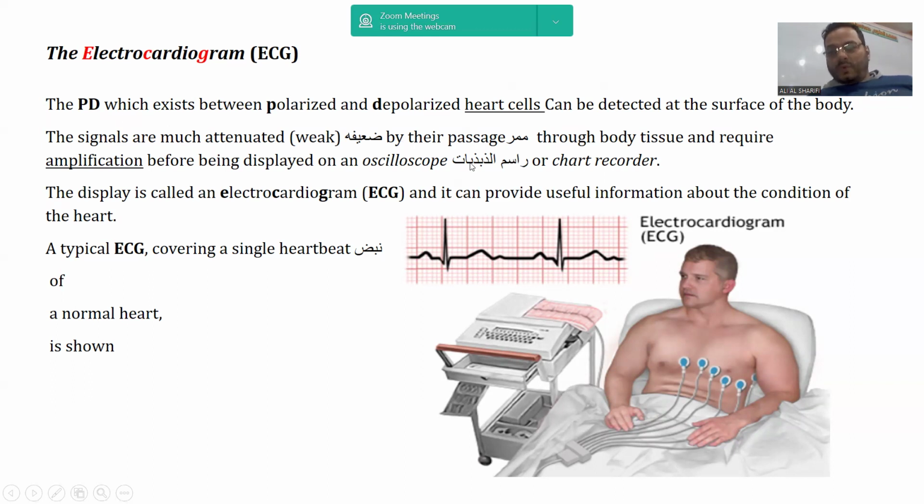The signals are much attenuated, that means weak, by their passage. Because of this problem, we will use an amplification process to amplify this wave, so the recorder or oscilloscope can take this change and convert it to plot some change in the diagram. The display is called an electrocardiogram, like I said before, and it can provide useful information about your heart conditions.